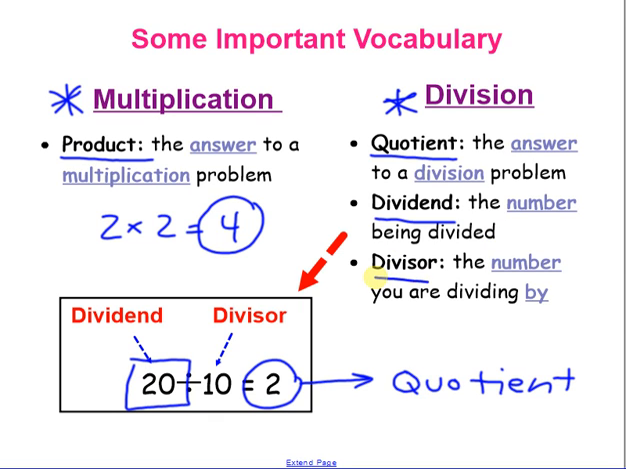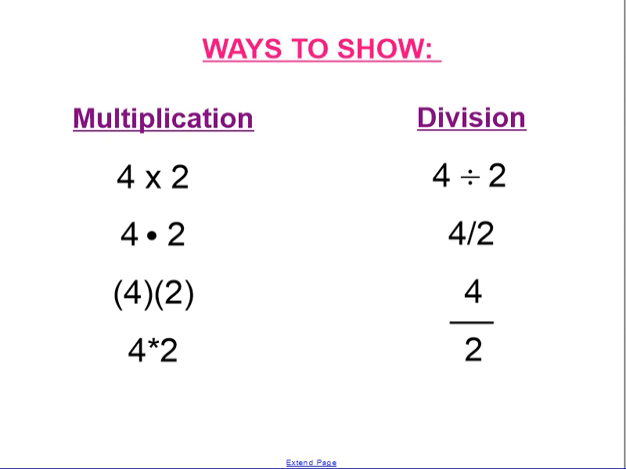Then we have the divisor. That's the number that you're dividing by, okay? How many pieces are you chopping up? Or how many pieces are you chopping into? I'm sorry. So the second number in a division problem is going to be the divisor. And those are just some important things to know as we go into some examples.